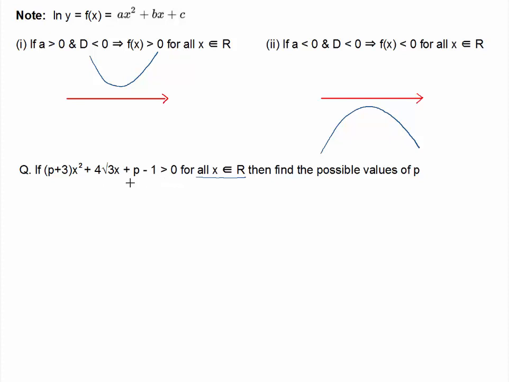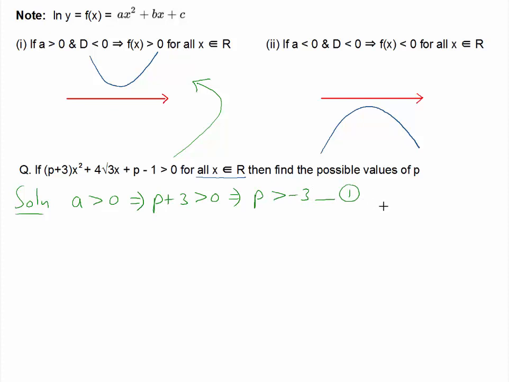They have told you that this expression is always positive. So if this expression is always positive, it will be of this type, where the graph or the curve is always above the x-axis. So if this is the case, a, which is the coefficient of x square, must be positive. So a must be greater than 0. If a is greater than 0, we can imply p plus 3 must be greater than 0. So this implies p must be greater than minus 3. So this is the first equation.